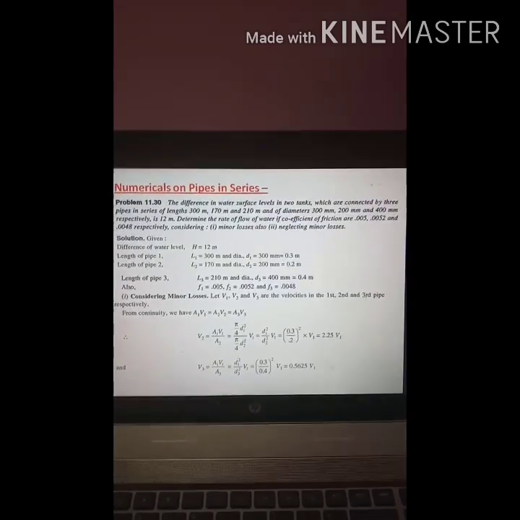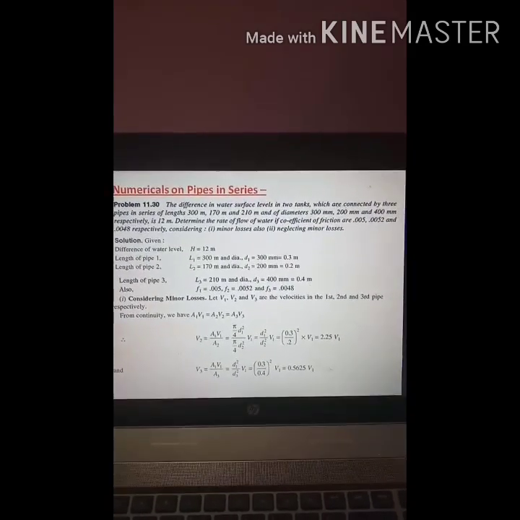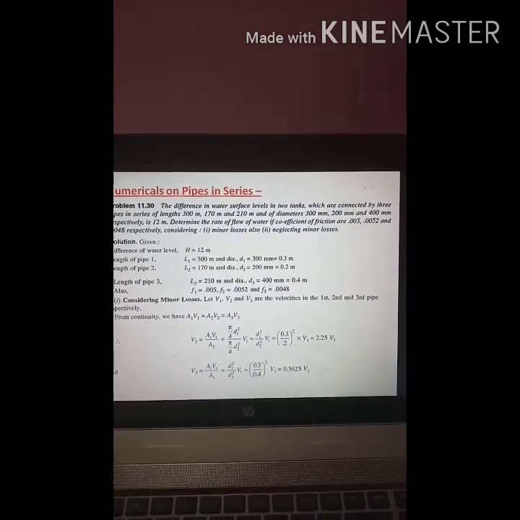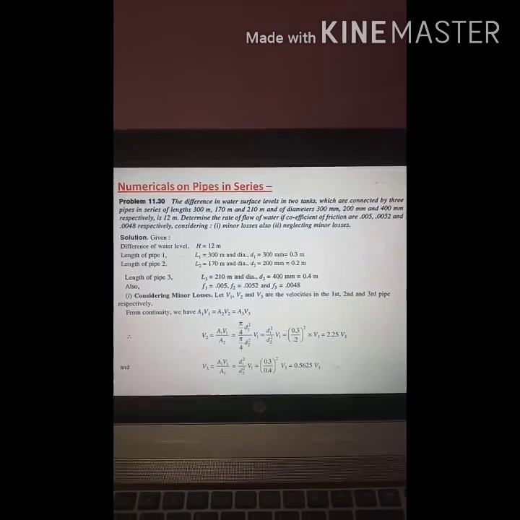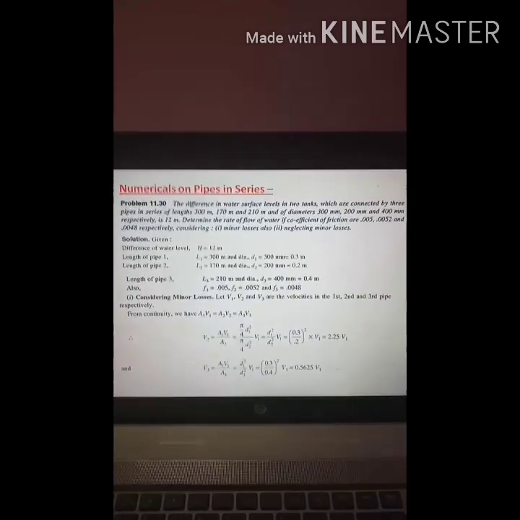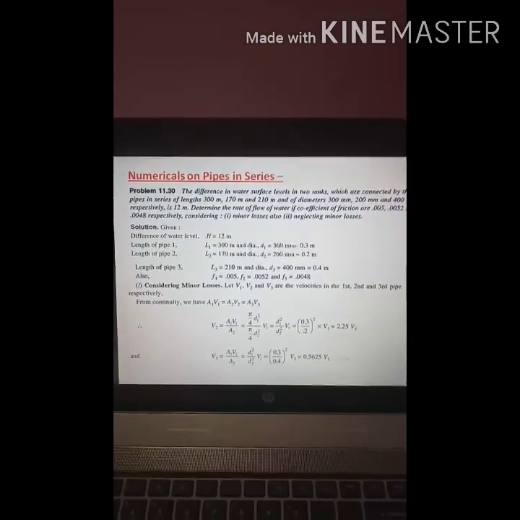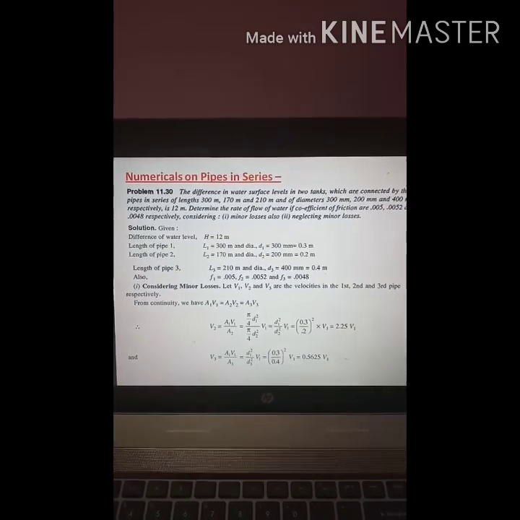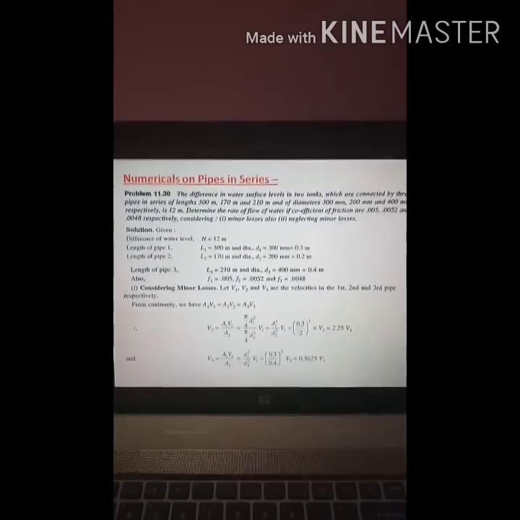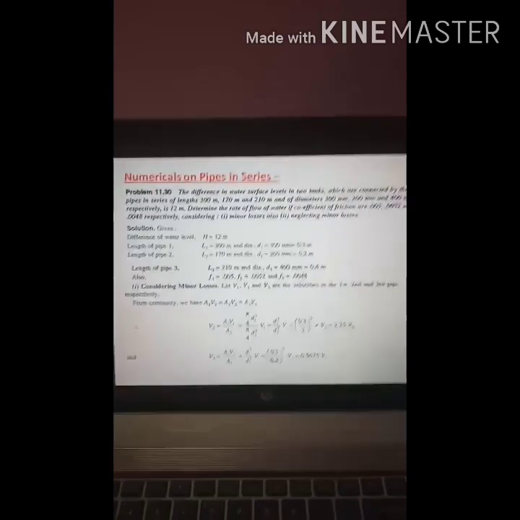Now, once you have to consider minor losses, and the other time you have to neglect the minor losses, only considering the major losses. So let us see the formula we already know to calculate the velocity. Because H is given, capital H is given, you have to first calculate the velocity.